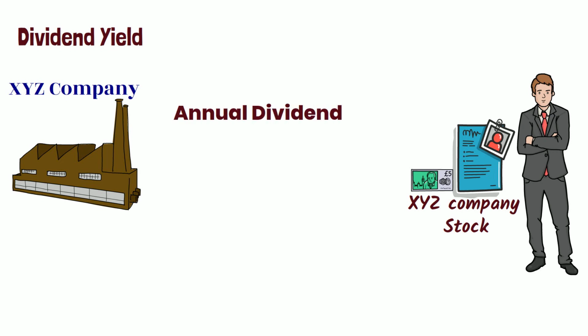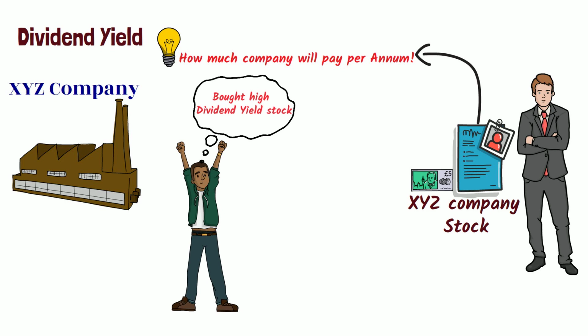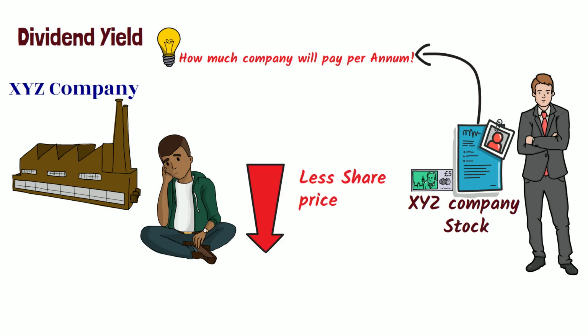On an average, you may get 0.25 to 0.5% annually as a dividend. We can refer to the dividend yield value just to understand how much money the company will pay us per annum. However, we shouldn't buy a stock just because it provides more dividend. Companies that provide more dividend do not typically show good growth in share price.